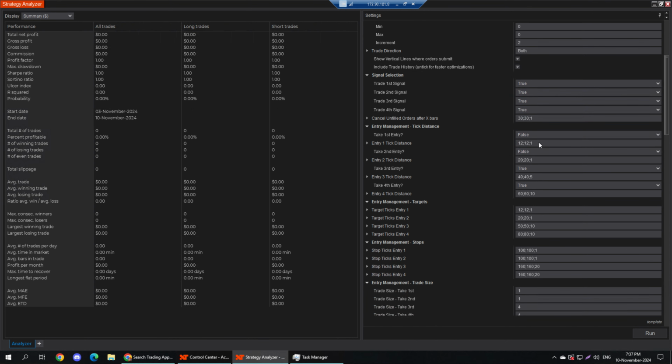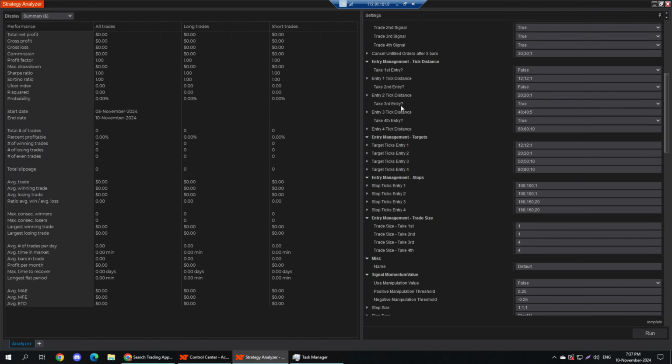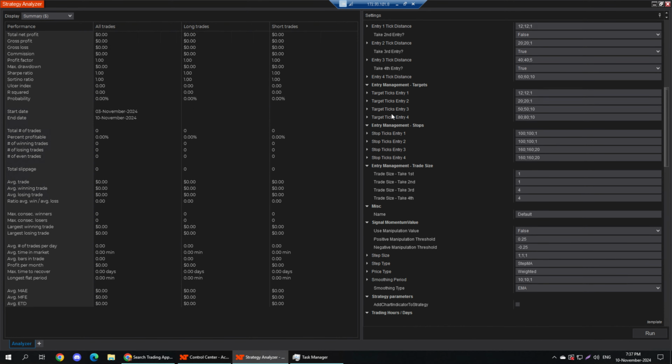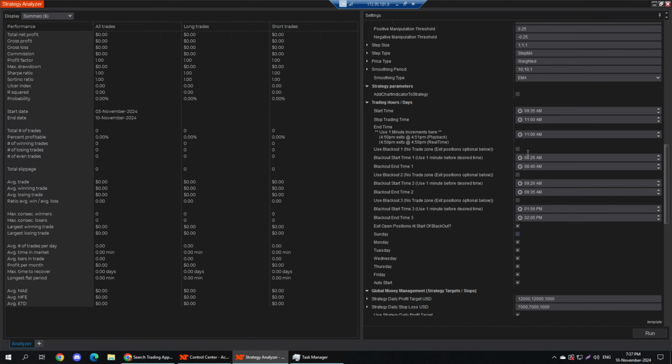It's going to have all the signals in there. It's going to have all the tick distances. So you can see this strategy is only entering the 3rd and the 4th order, and it's entering 4 and 4 as the trade size. It's got its targets and its stops. You can see the target ticks are 50 and 80. There's the stops. So all that is in there.